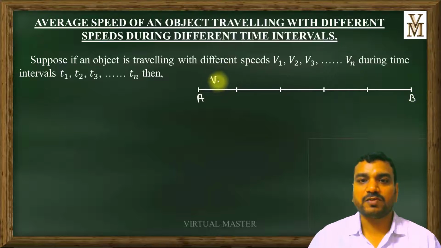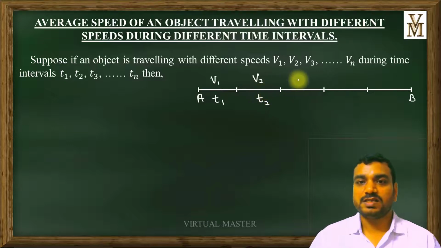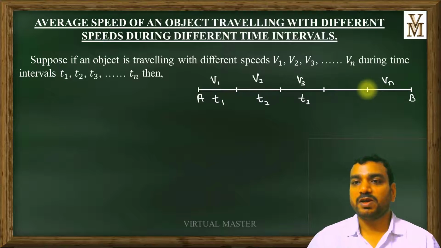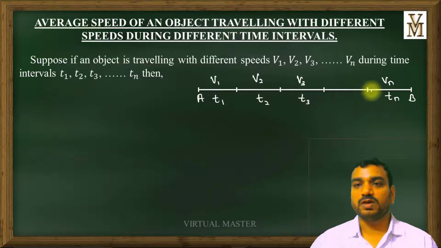Let v1 be the speed of an object traveling between point A and this point, and t1 be the time taken by the object to move from point A to this point. Similarly, v2 be the speed of an object between these 2 points, and t2 be the time taken by the object. Similarly, v3 be the speed of the object between these 2 points, t3 be the time taken by the object. And similarly, vn be the speed of an object between these 2 points, and tn be the time taken by the object to cover the distance between these 2 points.